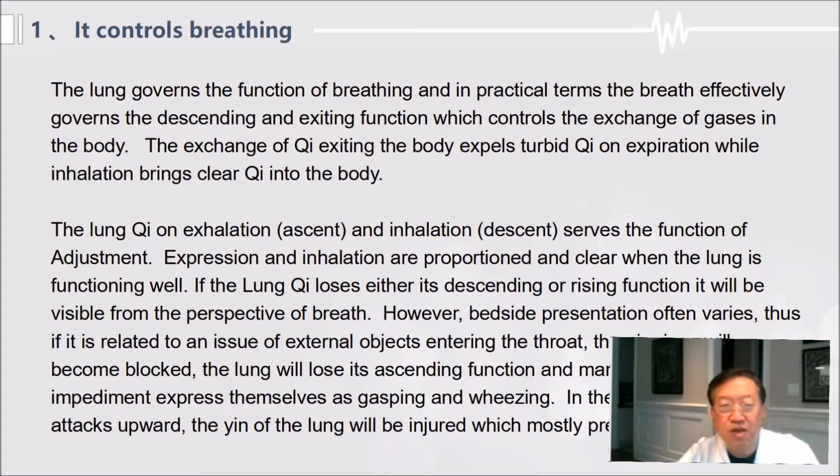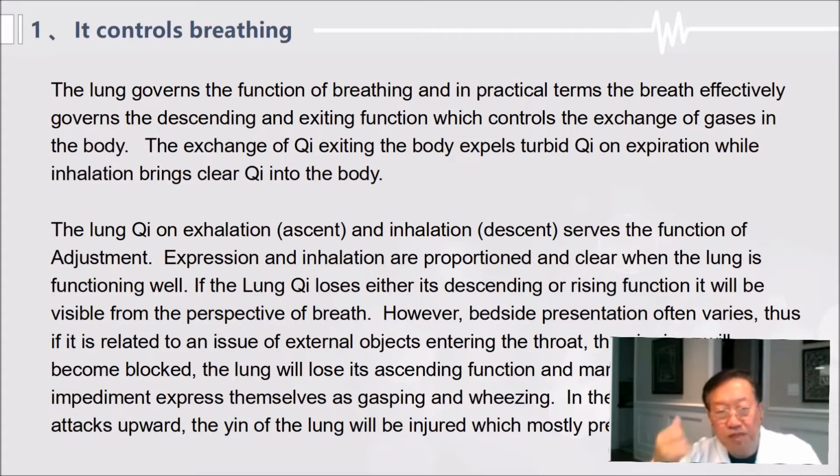The exchange of qi exiting the body expels turbid qi on expiration, while inhalation brings clear qi into the body. The lung qi on exhalation, ascent, and inhalation, descent, serves the function of adjustment. Expiration and inhalation are proportioned and clear when the lung is functioning well. If the lung qi loses either its descending or rising function, it will be visible from the perspective of breath.